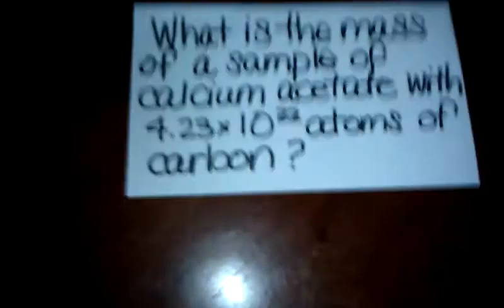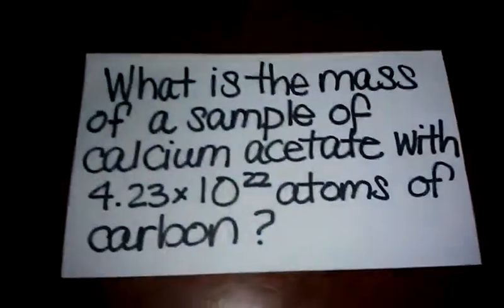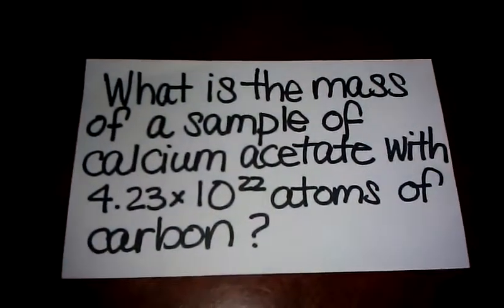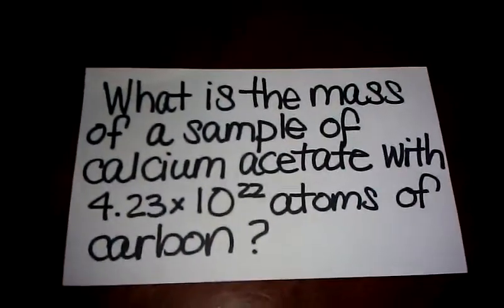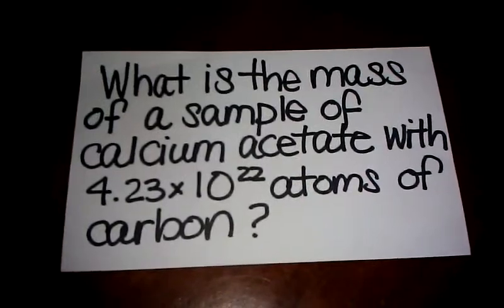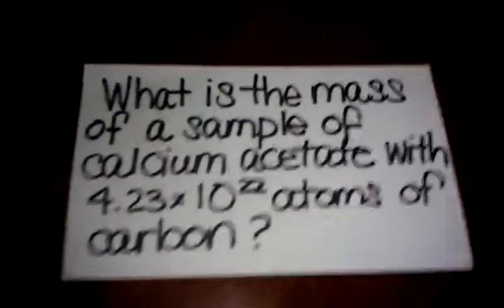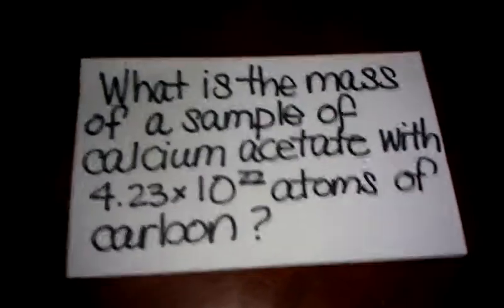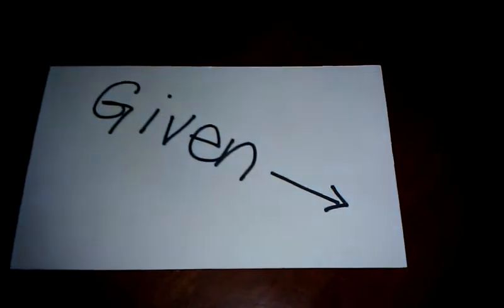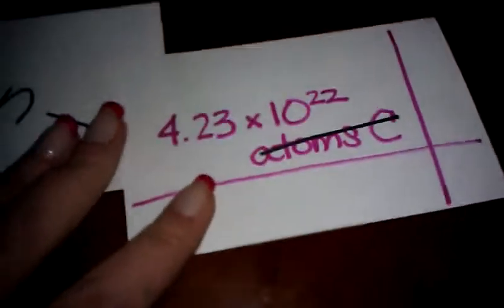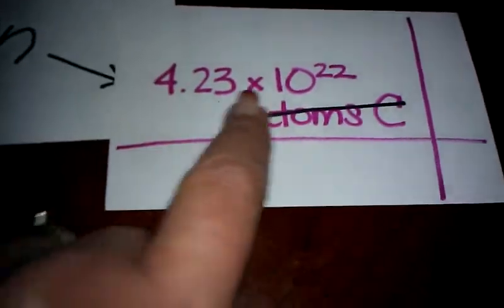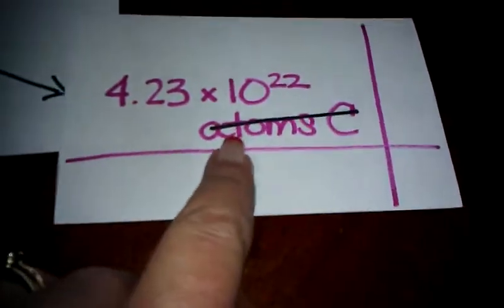This is one of those that you worked in the group. What is the mass of a sample of calcium acetate with 4.23 times 10 to the 22nd atoms of carbon? First of all, we need to find our given. Here's my given: 4.23 times 10 to the 22nd atoms of carbon.